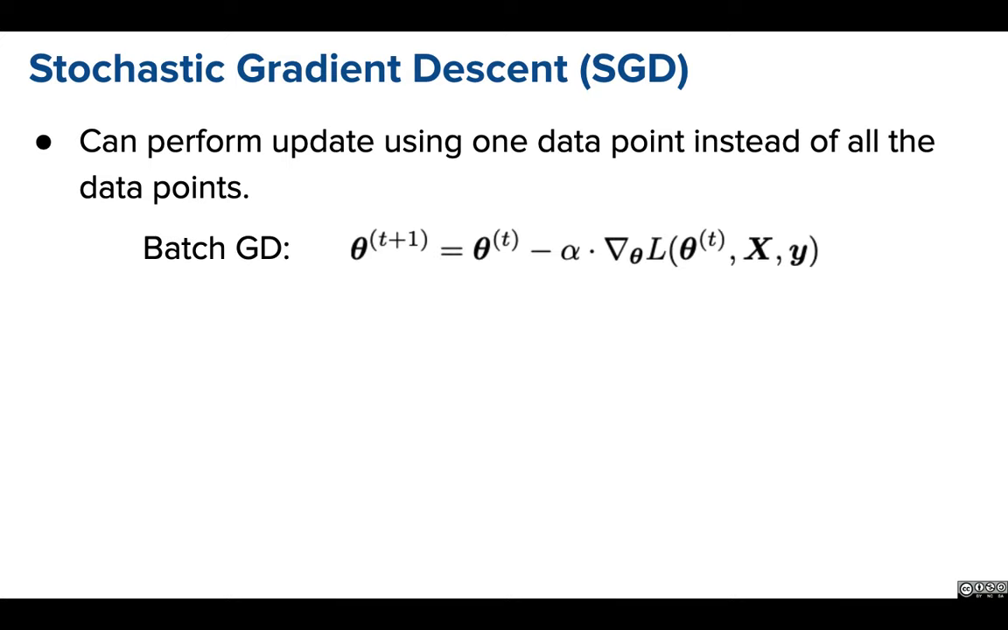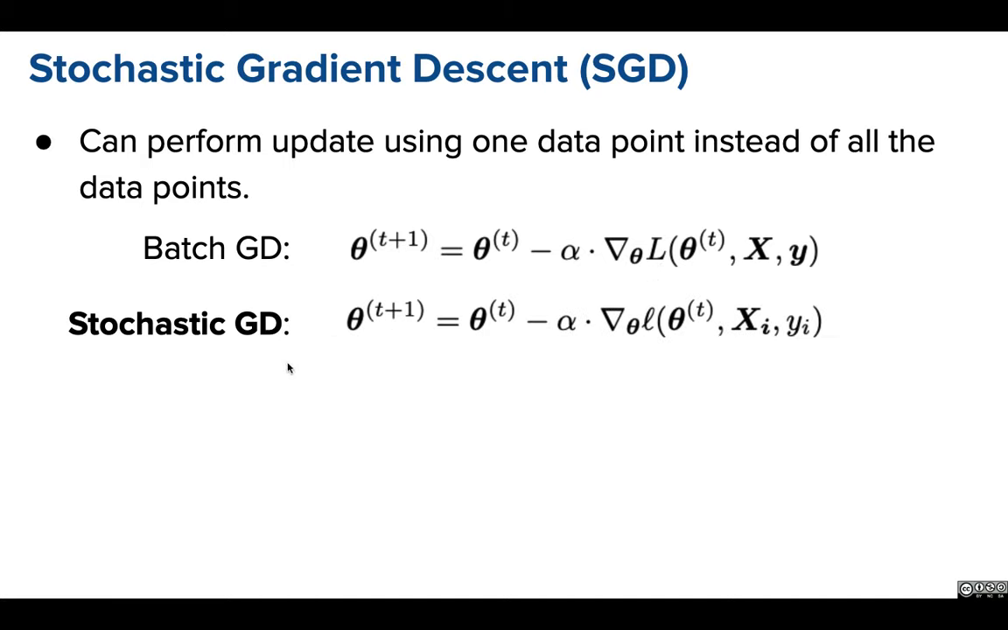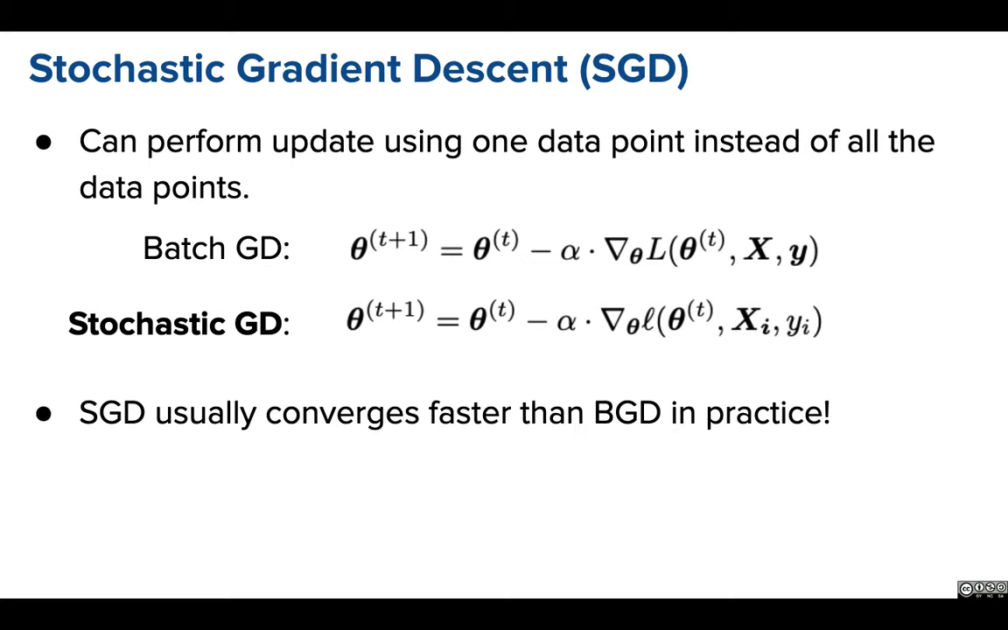So what we call batch gradient descent is the algorithm I showed you in the previous slides, where we use capital L to refer to the average loss across all the data points. And what we call stochastic gradient descent is if I make an update, but only using one point at a time instead of all the points in my data set. It appears less sophisticated, but actually stochastic gradient descent usually converges faster than batch gradient descent when it comes down to real data. So if you see gradient descent used in the real world, almost all the time they're referring to stochastic gradient descent and not batch gradient descent.